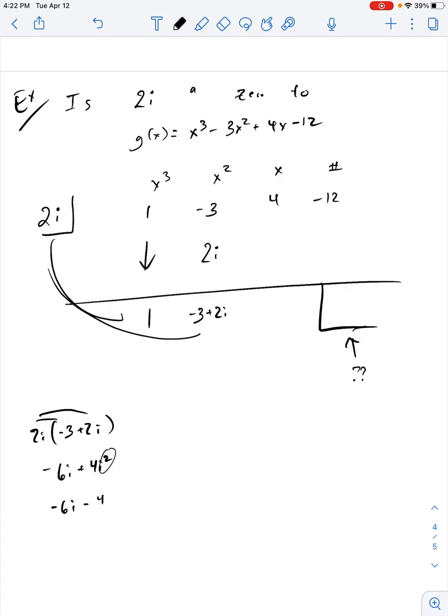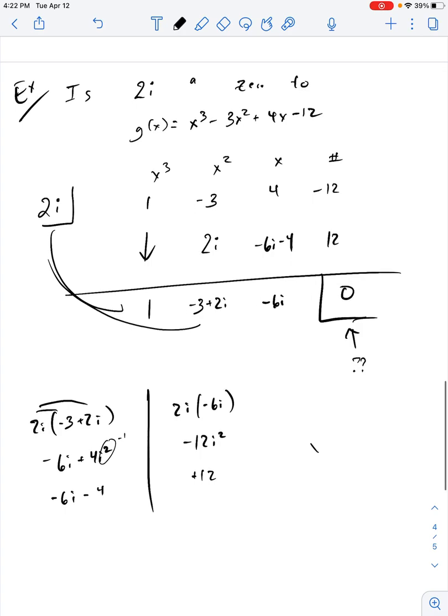Because remember, i squared turns into a negative 1. So that goes up here. Negative 6i minus 4. When we're adding those, notice that the 4s will cancel, leaving us with negative 6i. And now we have to multiply 2i times negative 6i. Looks like that's negative 12i squared, or in other words, just a positive 12. And look at that, they cancel, so you get 0. So is 2i a zero of this? Yes, it is, once again, since the remainder is 0.